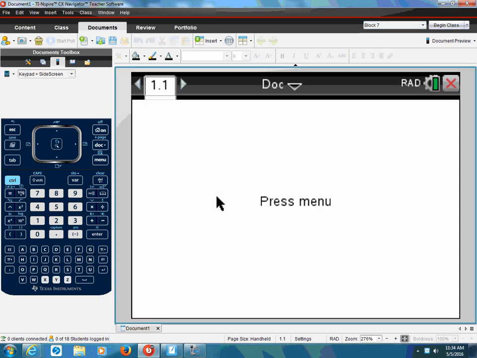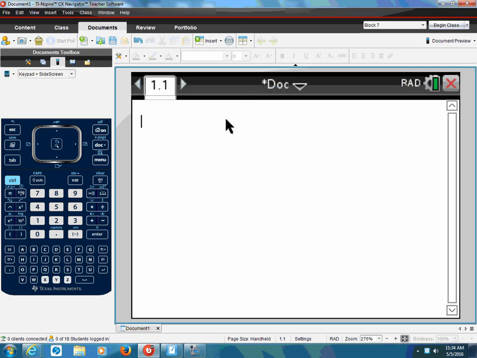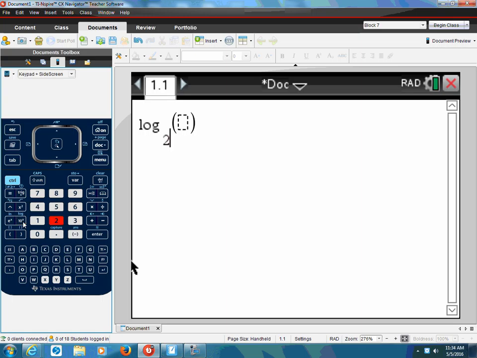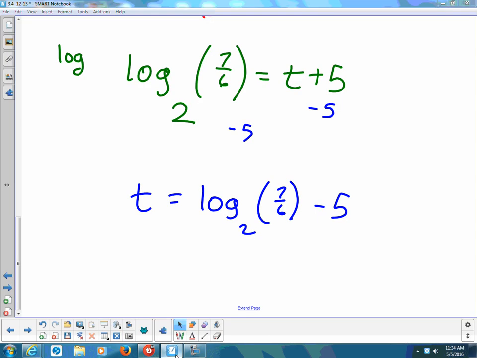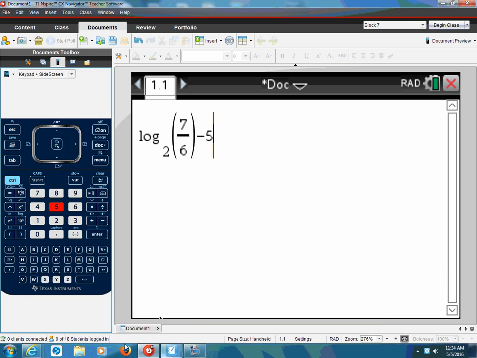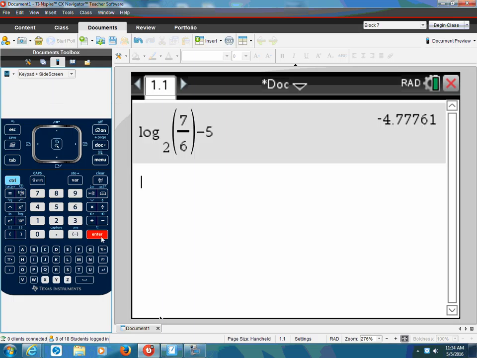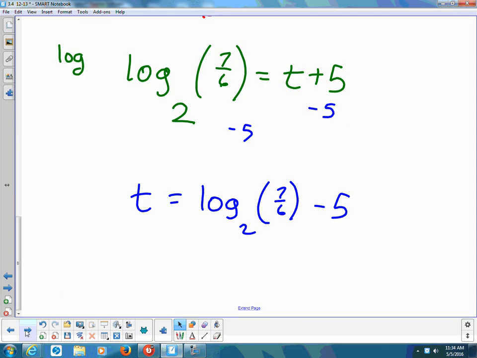Documents. I'm going to a calculator page, and I am doing log to the base 2 of fraction template 7/6, and I need to get out of that and do minus 5, and I want the approximate answer to that, and I'm getting negative 4.78 approximately. All right, let's take a look at another example.